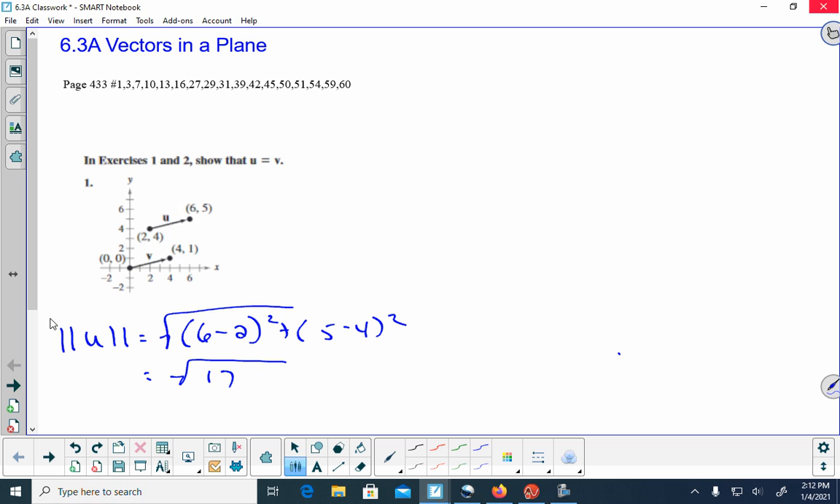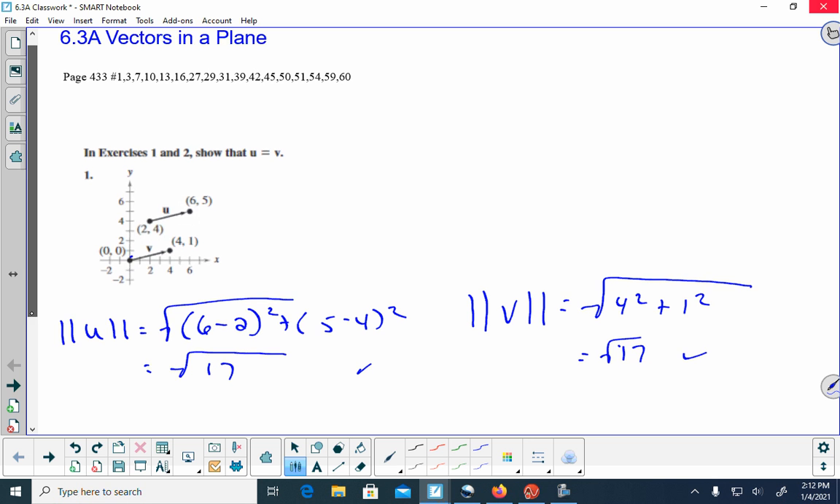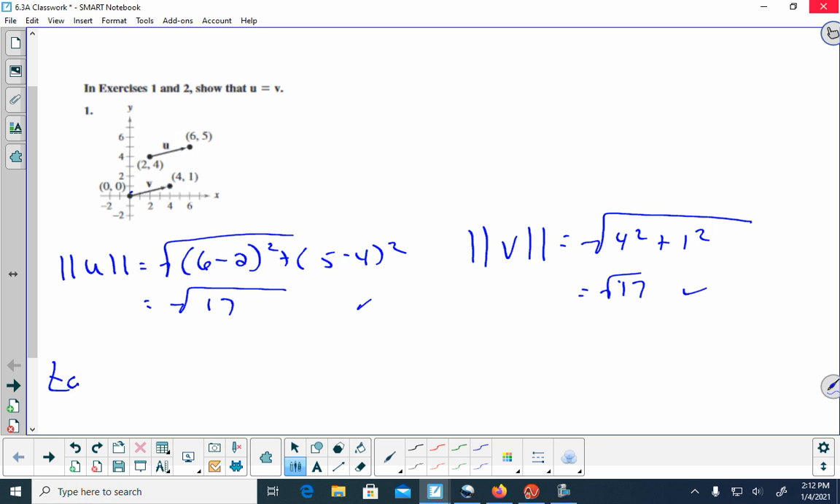When I find the magnitude of v, remember it's starting at origin 0, 0, so to find the magnitude of that, I would do 4 squared plus 1 squared, and I get the square root of 17. So the magnitudes are the same. The next thing I'm going to do is check the direction. To find the direction, I take the tangent of b over a.